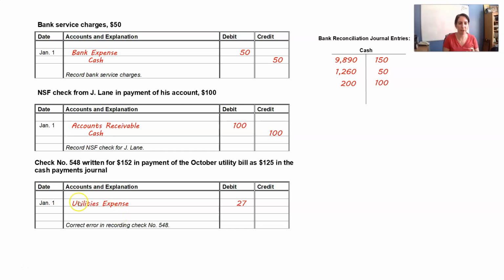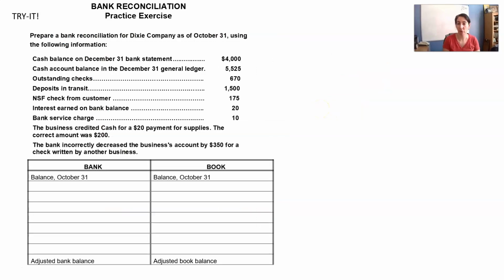And the fix for my utilities. Debit utilities expense, it should have been $27 higher. Credit to cash, 27 out. I subtotal at this point. There's my 11,023. Okay. So, well, here's a try it for you. Pause me, try it on your own, and I'll give you the solution as soon as we get to the next one.